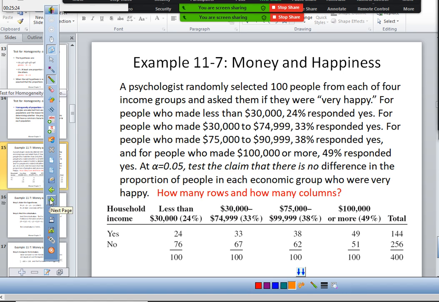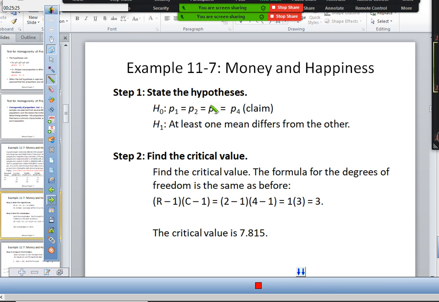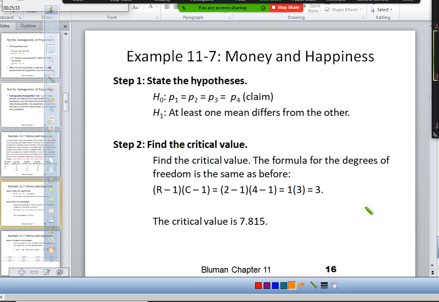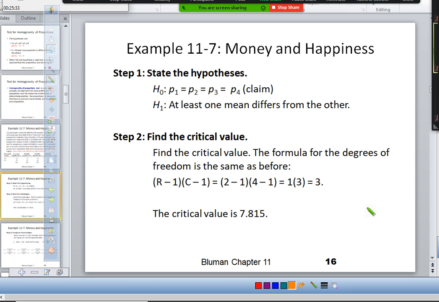So they're saying that P1 equals P2 equals P3 equals P4. All the proportions are the same. H1 would be at least one differs. For the exam, you could just put O sub I equals E sub I, and O sub I is not equal to E sub I. That's fine. But for the homework, you're going to need this.